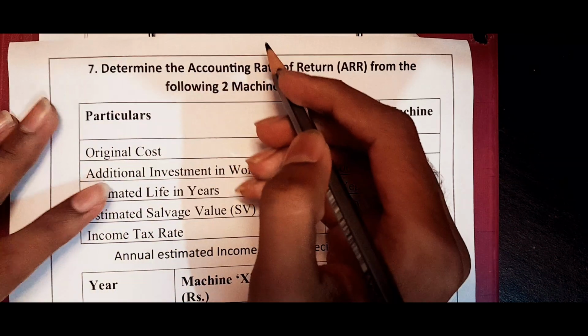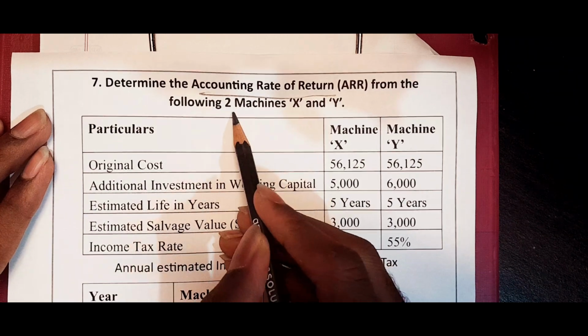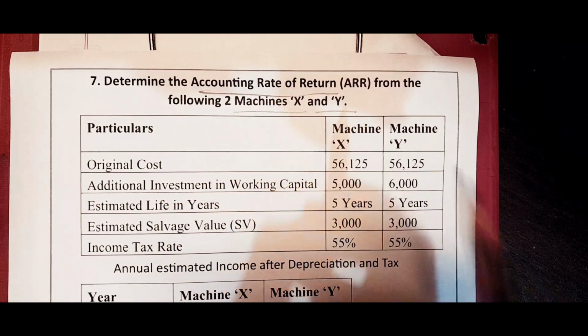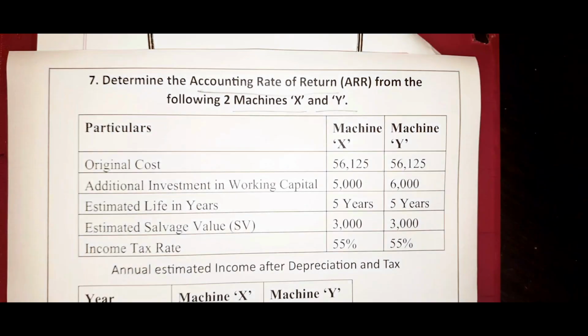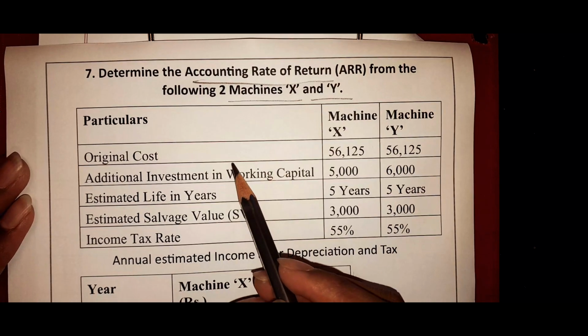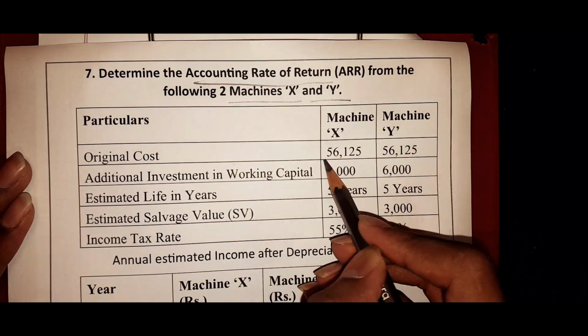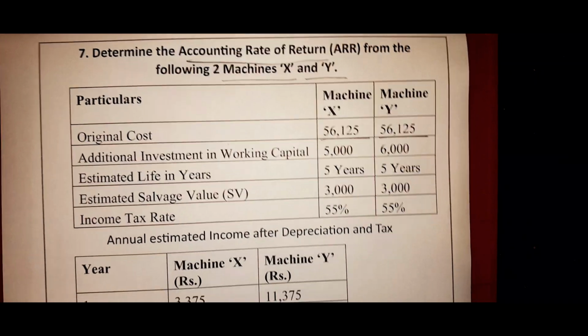So accounting rate of return is nothing but ARR, average rate of return, from the following two machines. Machine X and machine Y. From these two machines, we need to advise the company which machine is best. They have given the original cost of machine X is 56,125 and machine Y also 56,125.